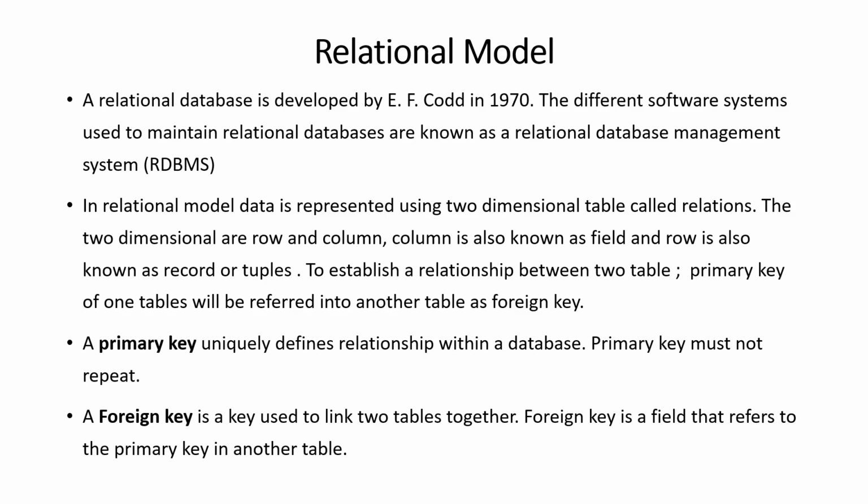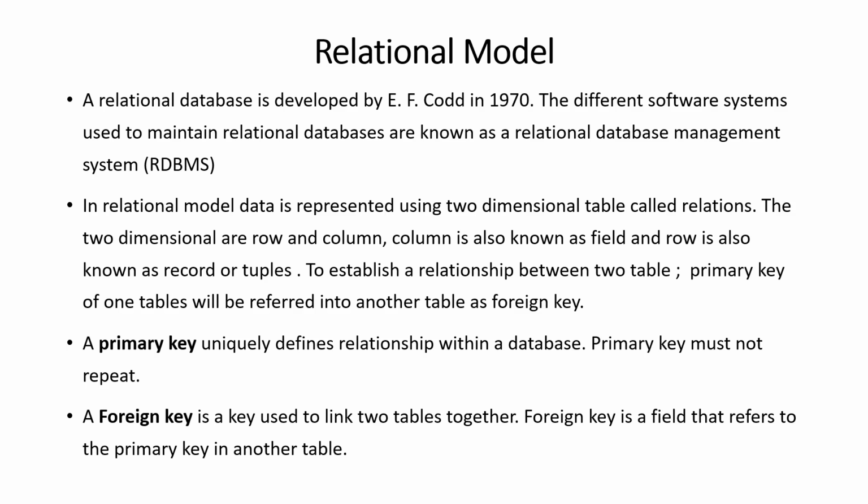Relational model. A relational database was developed by E.F. Codd in 1970. The different software systems used to maintain relational databases are known as a Relational Database Management System, RDBMS. In the relational model, data is represented using two-dimensional tables called relations. The two dimensions are row and column. Column is also known as field, and row is also known as record or tuple.